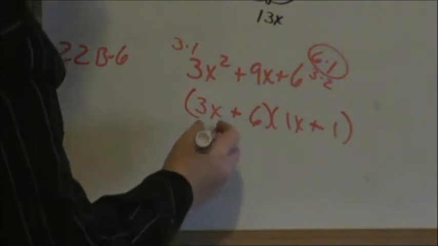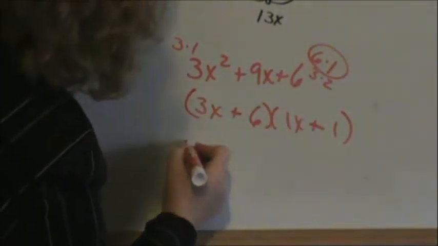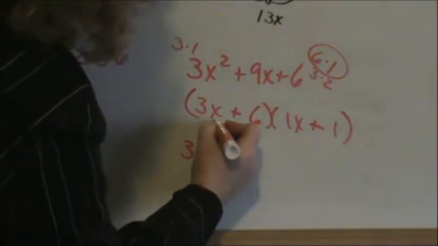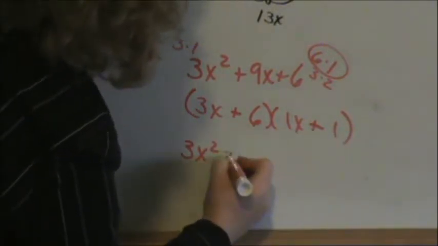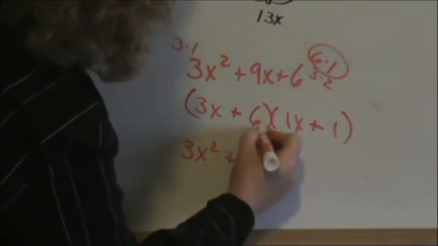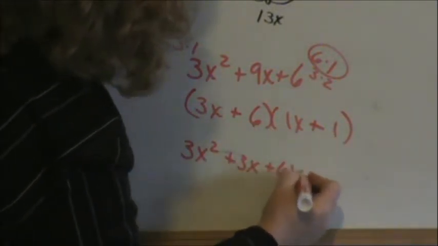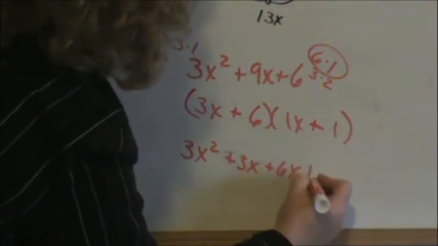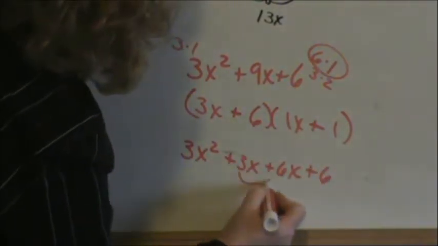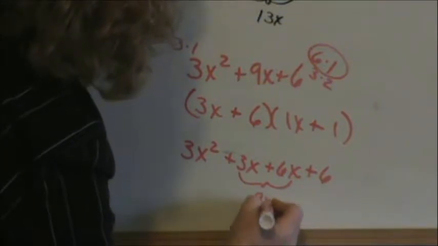Just to double check myself, this first term is going to be 3x squared. Then my outside, 3x times 1 is 3x. Inside, 6 times 1x is 6x. My last terms, 6 times 1 is 6. And my middle terms do give me a 9x.